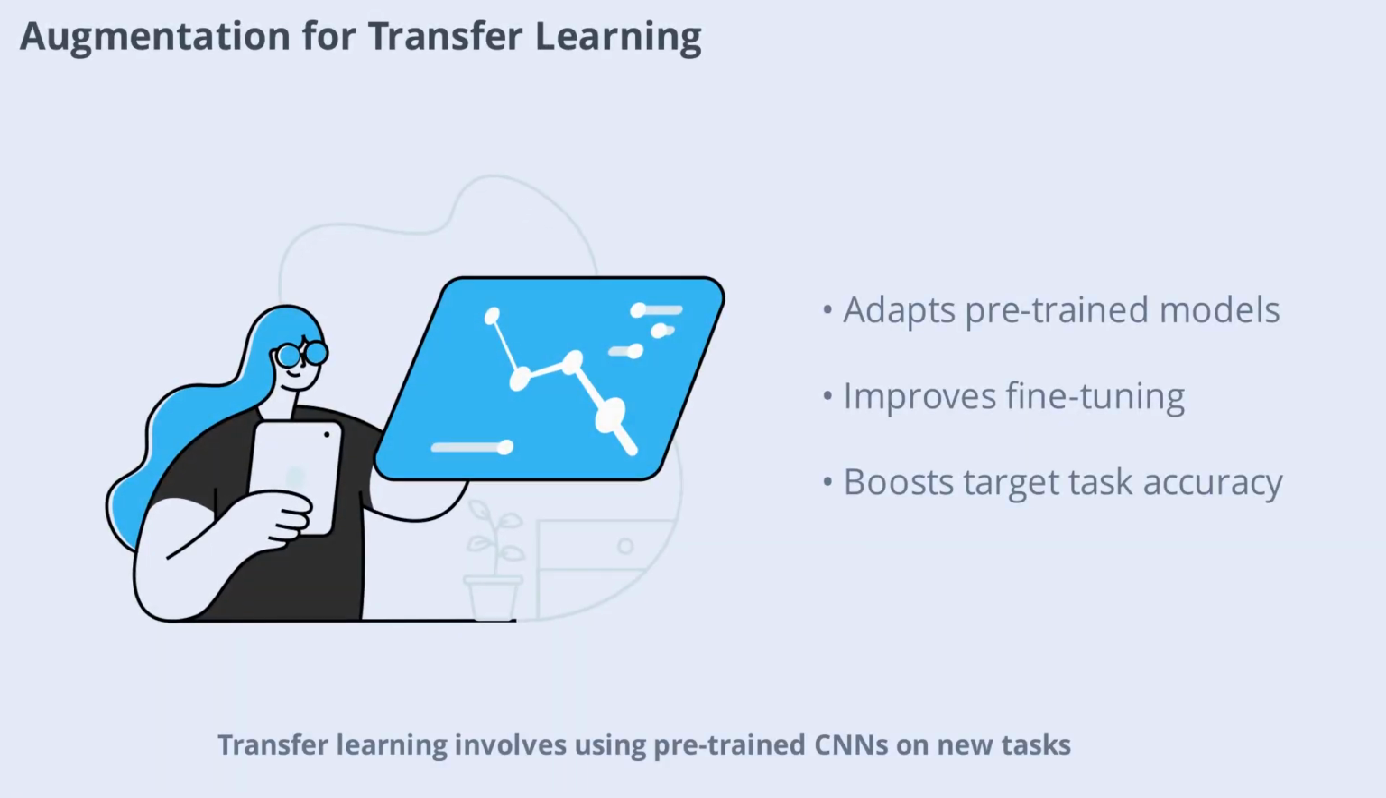Transfer learning involves using pre-trained CNNs on new tasks. Data augmentation plays a key role here by adapting the model to the specific characteristics of the new dataset. By applying relevant augmentations, we can fine-tune the model more effectively, ensuring it performs well on the target task.